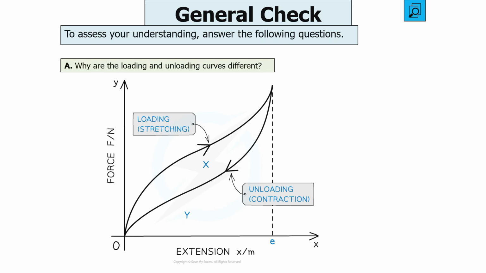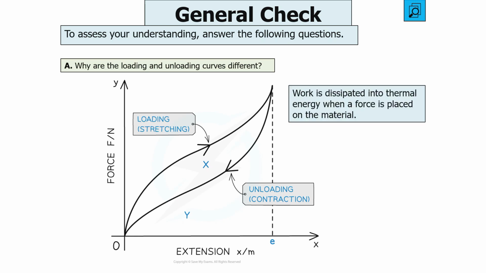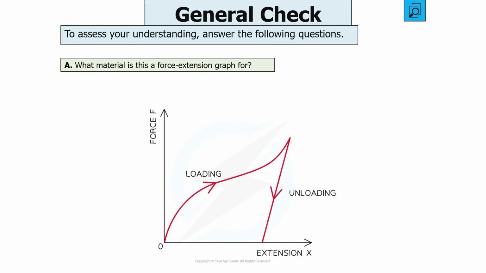Why are the loading and unloading curves different? Pause the video now, then unpause the video when you want to go through your answer. Well, at this point, it's because work is dissipated into thermal energy when a force is being placed onto a material stretching it. What material is this the force extension graph for? Pause the video now, then unpause the video when you want to go through your answer. It is a force extension graph for a plastic object.